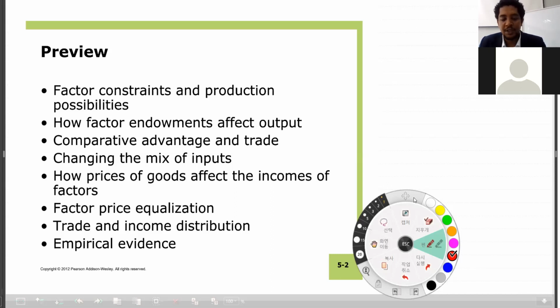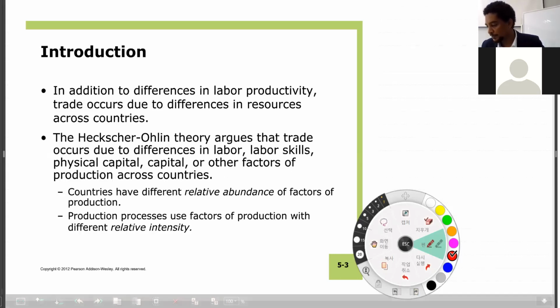The mix of inputs, in a sense, trying to use these different inputs as substitutions. One substitutes the other. So we will see how the graph changes when we can mix inputs. And the other is how prices of goods affect the income of factors. And factor price equalization is the other, trade and income distribution, empirical evidence. So this will be the previous, okay?